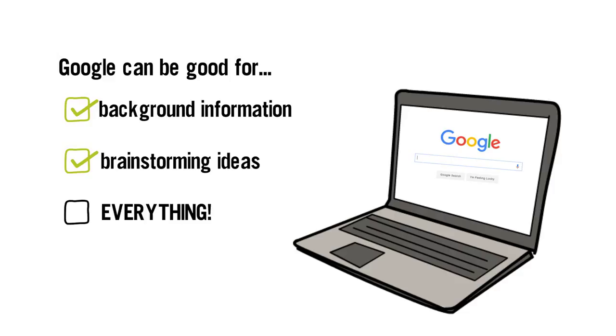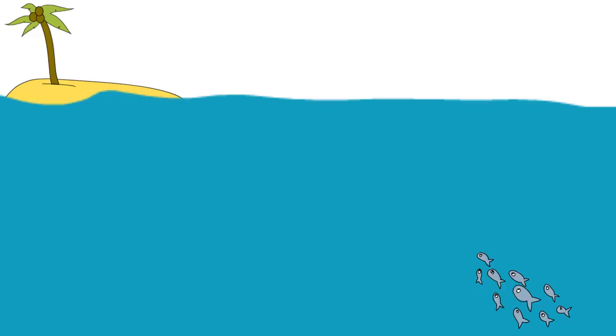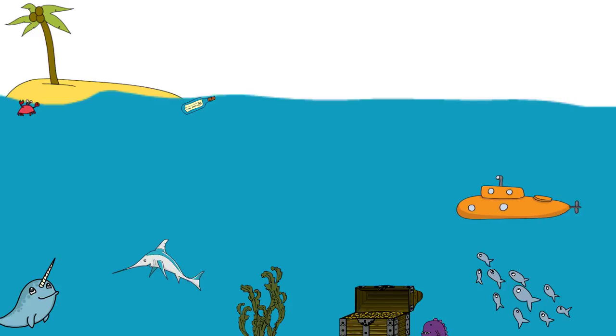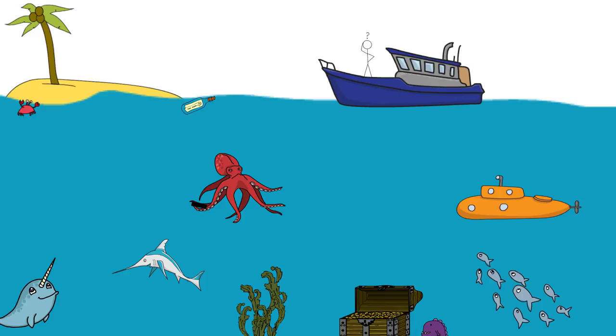all the time? Well, the internet is a lot like the ocean. It's enormous and has all sorts of things in it. Searching Google is like trying to find something in the whole ocean. If you need something specific, that could take a very long time.